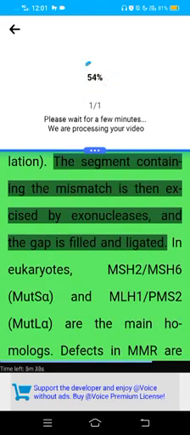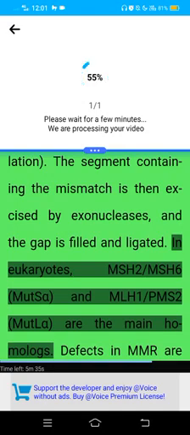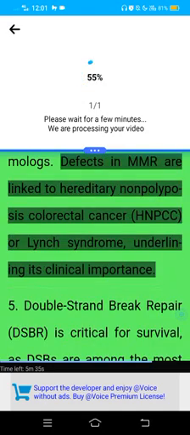ligated. In eukaryotes, MSH2, MSH6 (MutS alpha), and MLH1, PMS2 (MutL alpha) are the main homologs. Defects in MMR are linked to hereditary non-polyposis colorectal cancer (HNPCC) or Lynch syndrome, underlining its clinical importance.